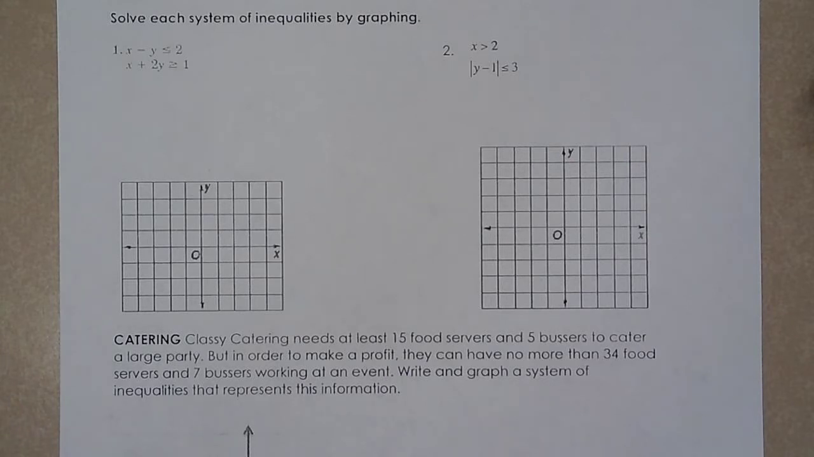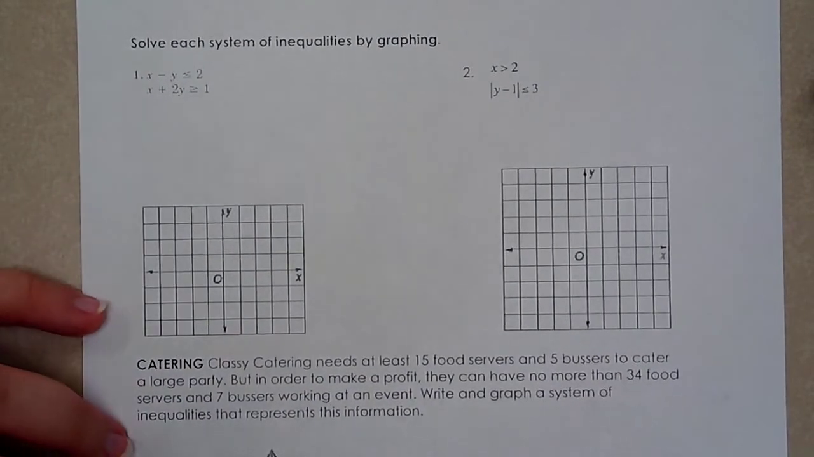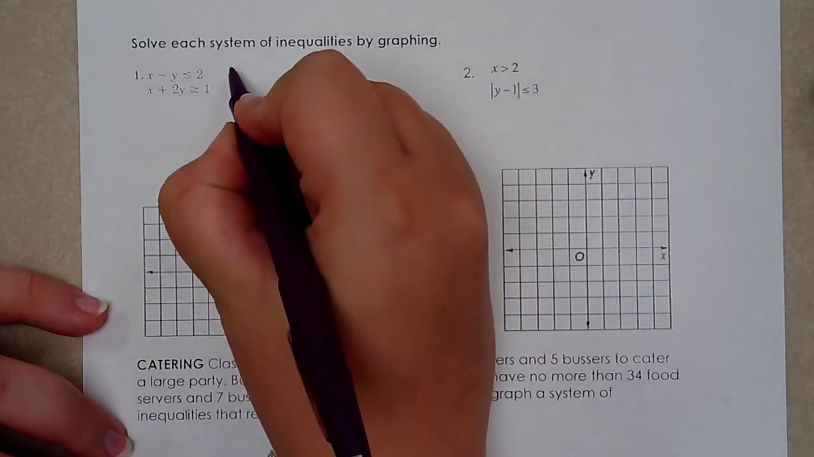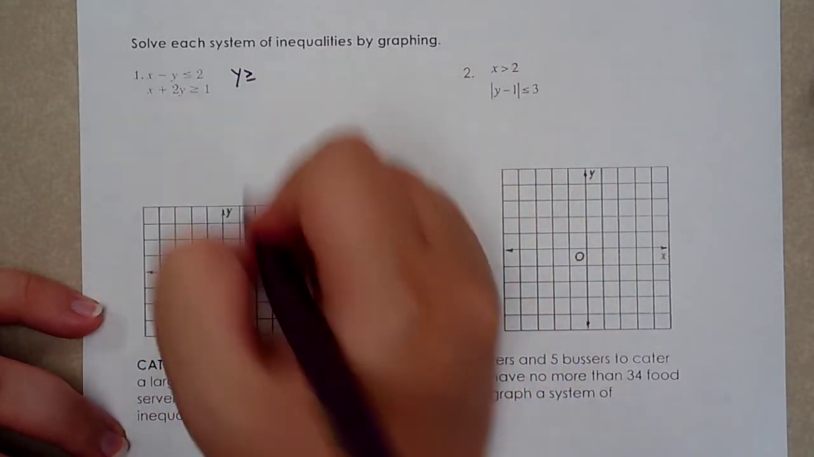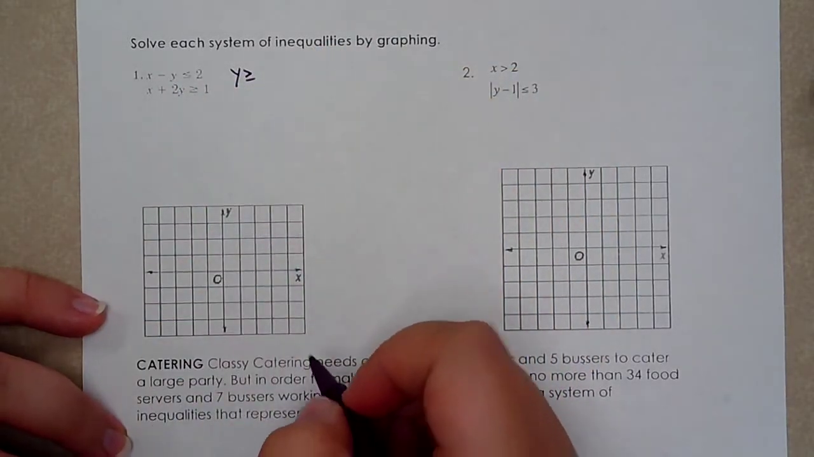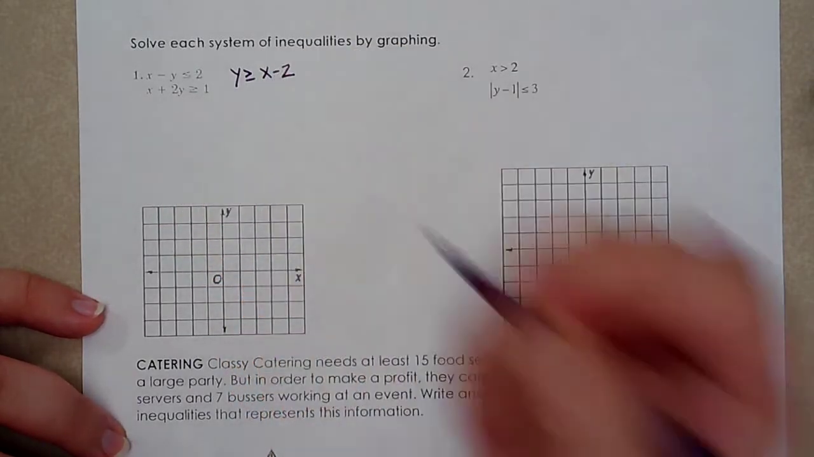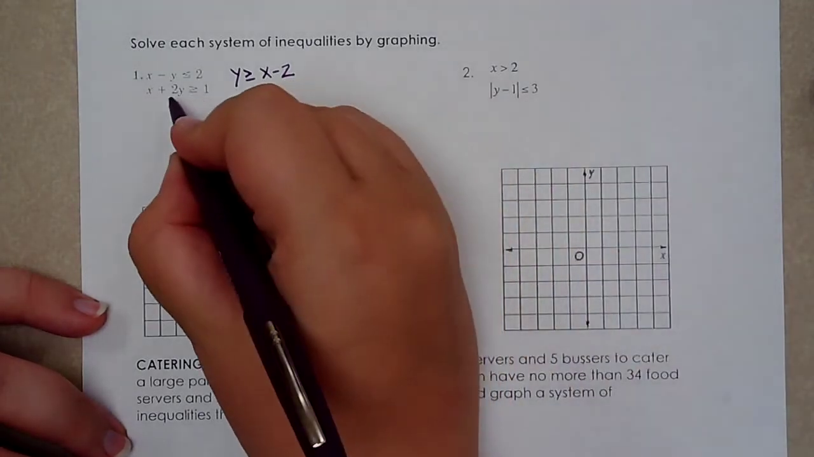All right, let's do these together. Hopefully you had enough time to pause the video, try them on your own. I personally don't like the standard form here. I'm going to go ahead and put them in my y equals form. I think they're a little easier to see. I move that x over. I divide by a -1, so it flips the sign, and this becomes y is greater than or equal to x minus 2. Same thing on the bottom.